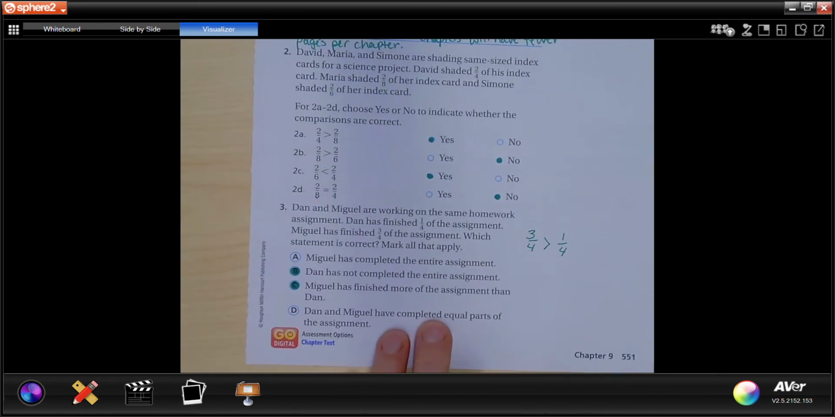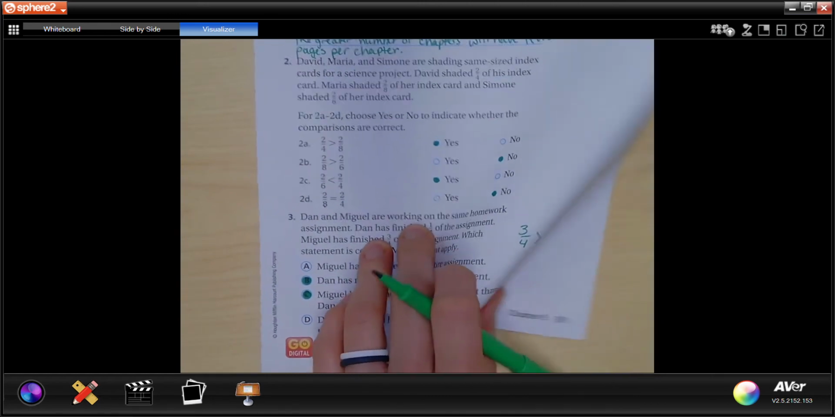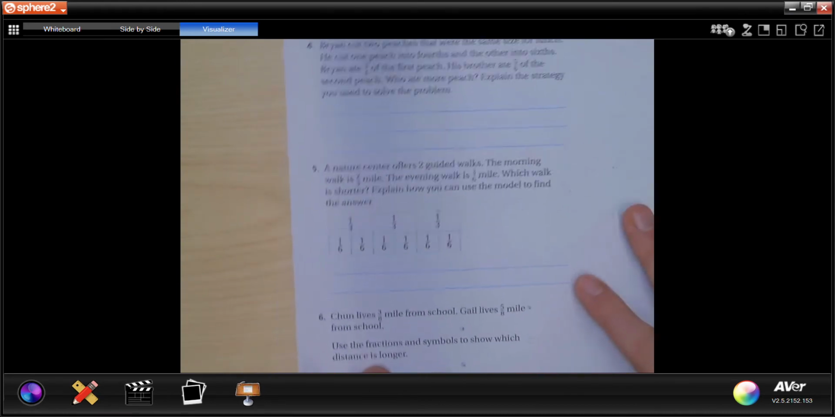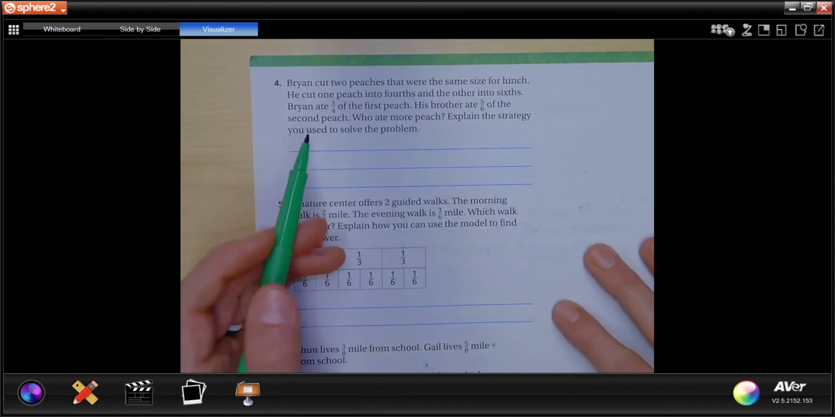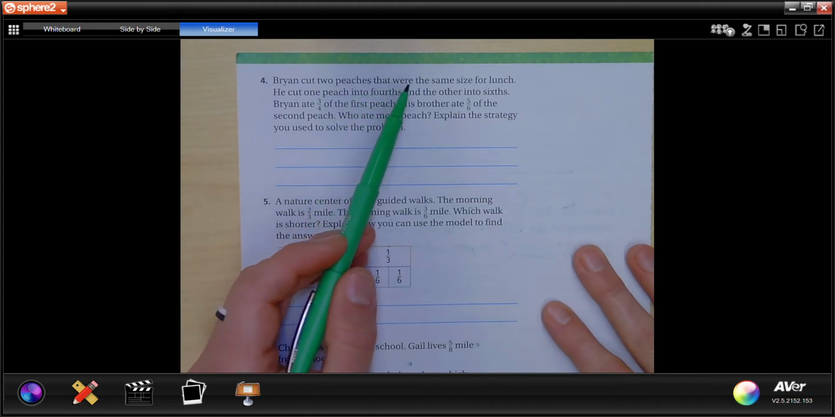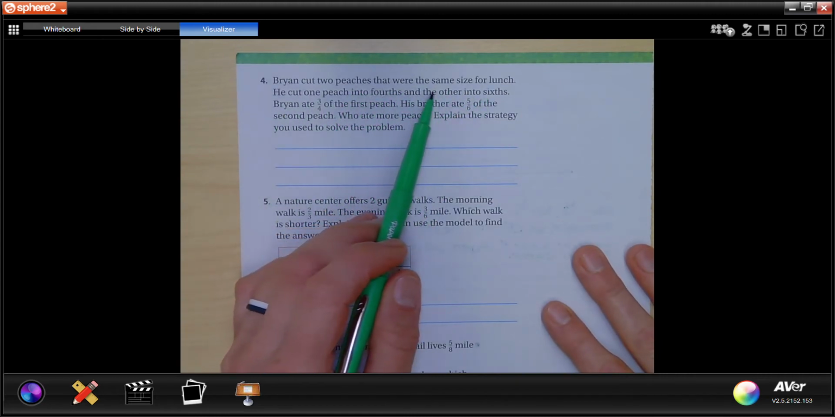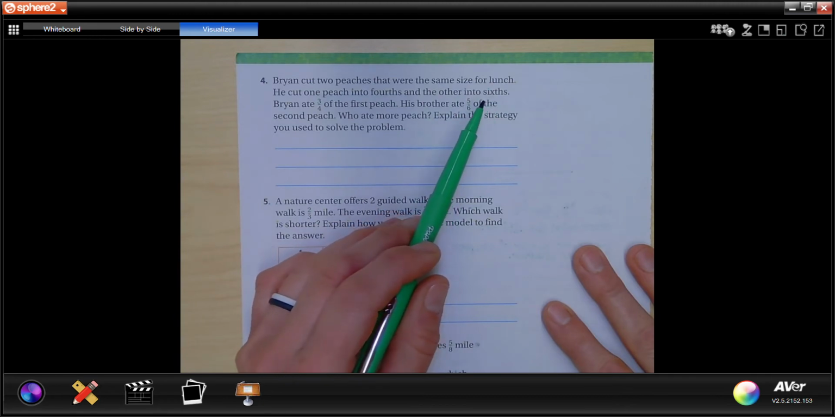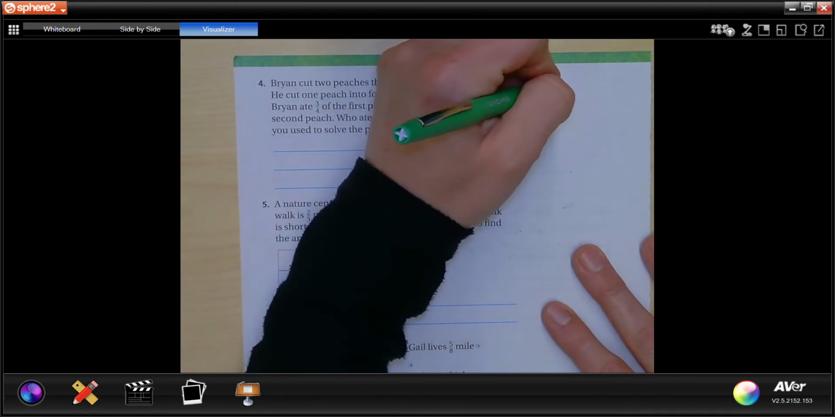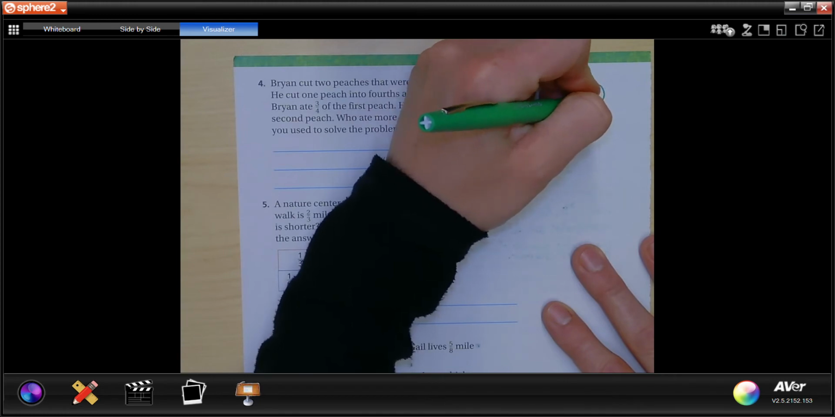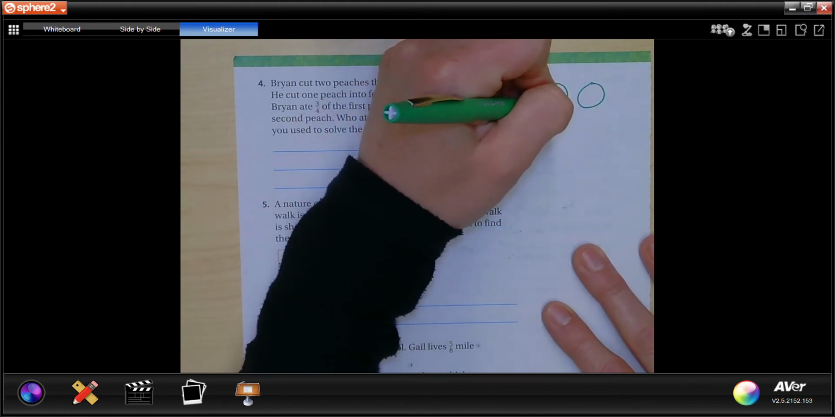Now we are going to move over to page 552. Number 4. Brian cut 2 peaches that were the same size for lunch. He cut 1 peach into fourths and the other into sixths. Let's cut 1 peach into fourths and 1 peach into sixths.